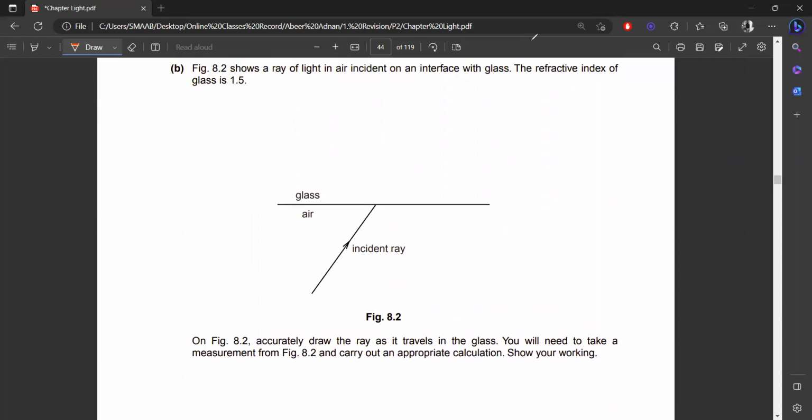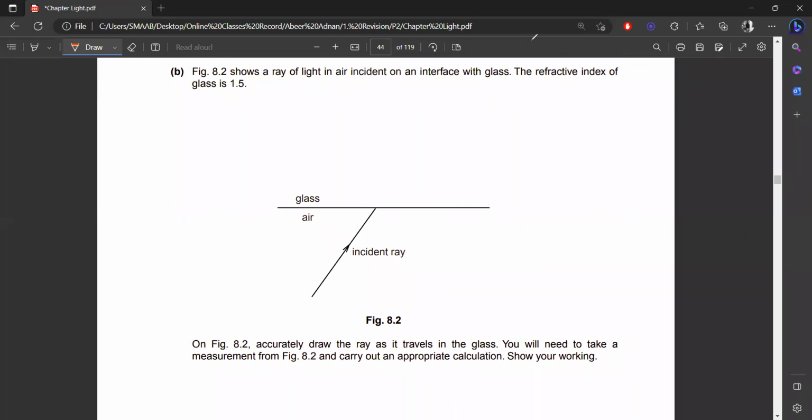So now we have to solve with complete calculation with the reference of the diagram. It means that we have to find the angle with reference to the diagram, because values are not mentioned over there. So what we have to do now, first of all, we need to draw a normal over here to measure the angle. So this is the line, okay?